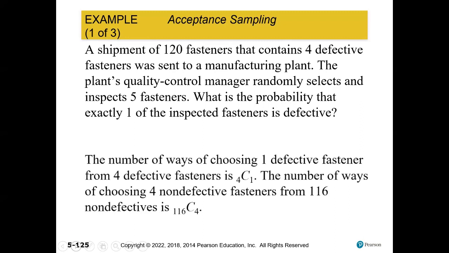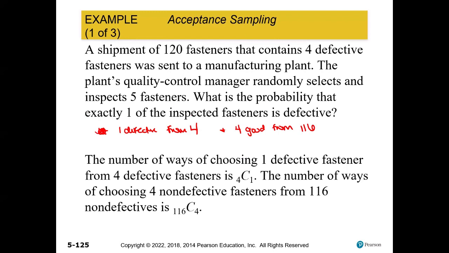Things we gotta do. The number of ways of choosing one defective fastener from 4 is 4 choose 1. It's really 4. There's only 4 ways to choose a defective fastener: I either choose the first one, the second one, the third one, or the fourth one. The number of ways I can choose 4 non-defective fasteners: there are 116 remaining, of which I want to choose 4. So I'm doing 2 things here. The first is I need to pick 1 defective from the 4, and then I need to pick 4 good from the remaining 116.